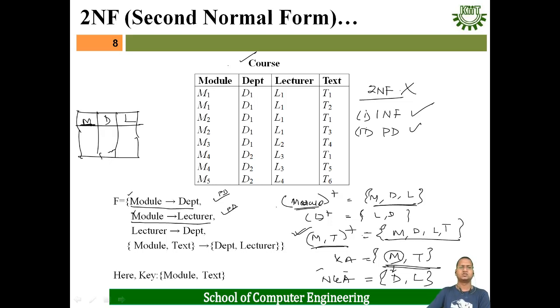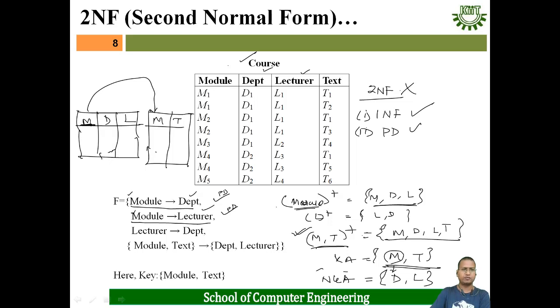Remember this. And in the rest of the table, in another table, except the right hand side attributes, department and lecturer, all other attributes will be present. That means in another table, module is one attribute and text is one attribute. Then module is the primary key in the first table, and it becomes the foreign key for this table.